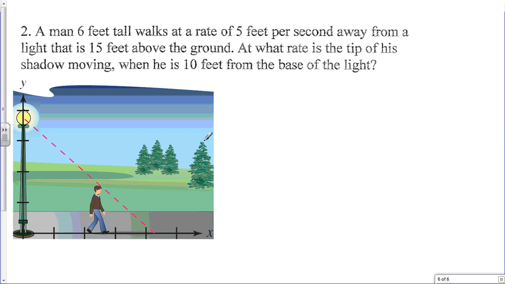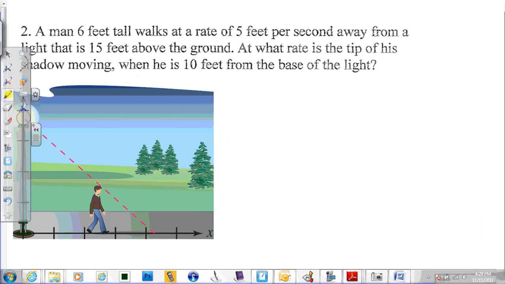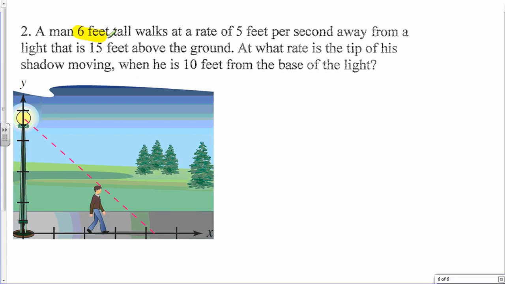Okay, question number 2. Let's read this question and highlight what is given. A man 6 feet tall, so we know this man's height is going to be 6 feet tall, walks at a rate of 5 feet per second away from a light that's 15 feet above the ground.